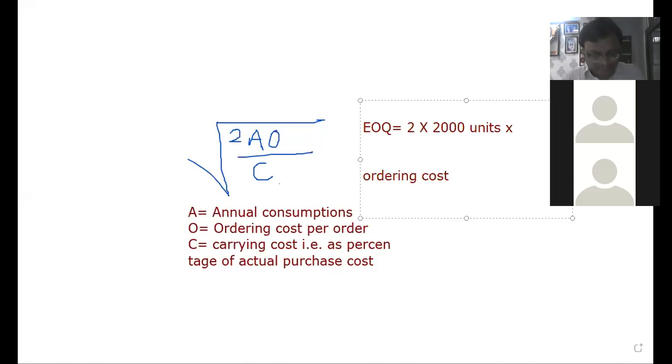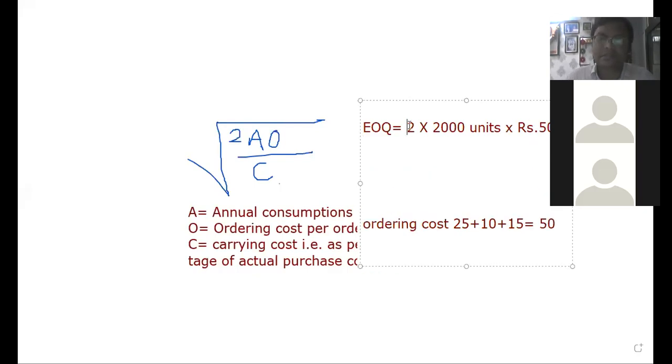Just see the problem. In the ordering cost, first comes the order processing cost for each order, which is 25. Inspection cost is also part of your ordering cost, and follow-up cost of each order is also part of your ordering cost. So the total is 25 plus 10 plus 15 equal to 50. So ordering cost comes to rupees 50 per order. Underline this.